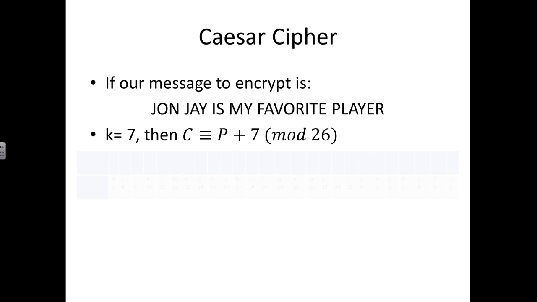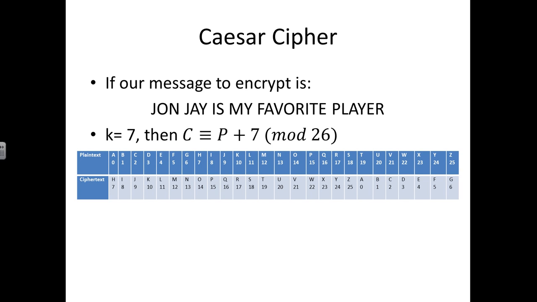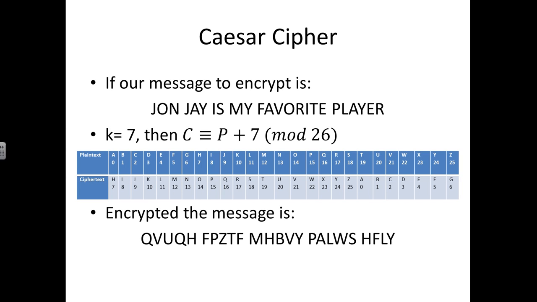Then I used this equation, and here we can see that J is 9 as stated previously, so we're going to do 9 plus 7, which is 16, and in modulo 26 it is still 16. And you can see right under it, the ciphertext is Q, so now my J is a Q. Whereas O would be 14 plus 7, so that gives me 21, so that would be V. As I go through and encrypt all of it, I then get this message, which has nothing to say for John Jay is my favorite player.